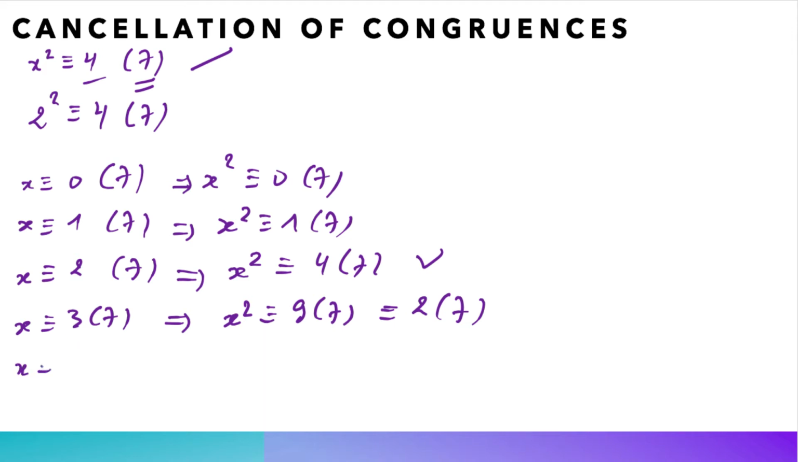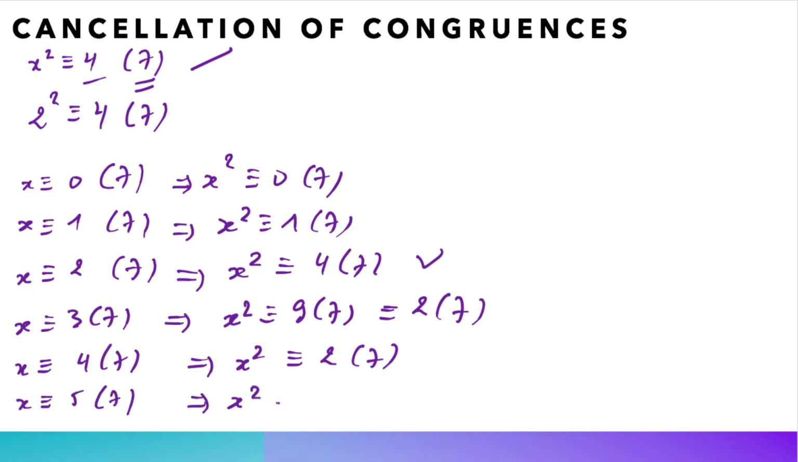Now if x is congruent to 4 modulo 7, then x squared will be congruent to 16 modulo 7, and 16 modulo 7 is the same thing as 2 modulo 7, which is not a solution here. Now, if x is congruent to 5 modulo 7, then x squared is congruent to 25 modulo 7, and 25 modulo 7 is actually 4 modulo 7.